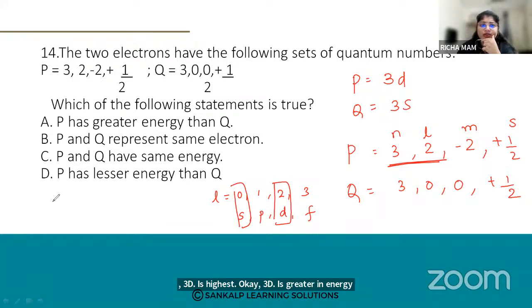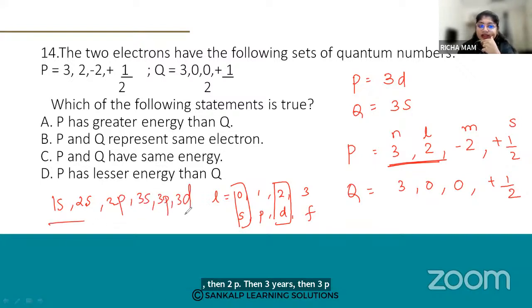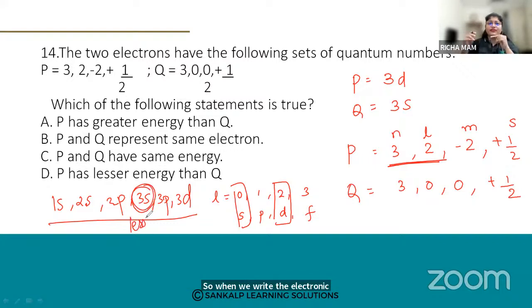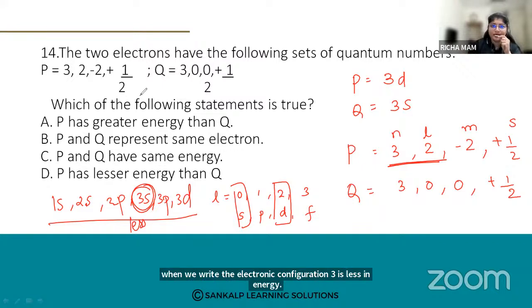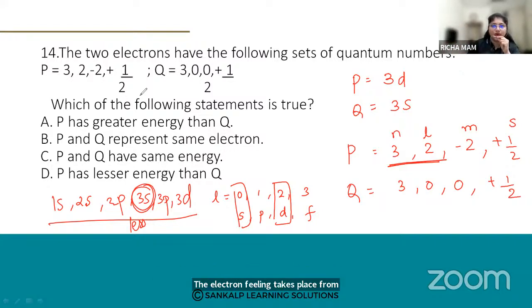When we see, first comes 1s, then 2s, then 2p, then 3s, then 3p, then 3d. So when we write the electronic configuration, 3s is less in energy. We know, according to the Aufbau principle, when we are filling up the electrons, the electron filling takes place from lower energy orbital to higher energy orbital. So which is the lower energy? 3s.